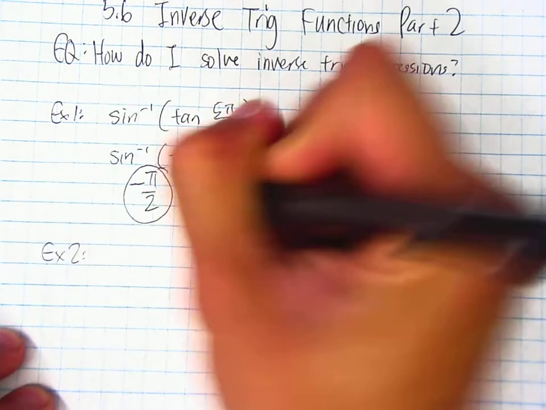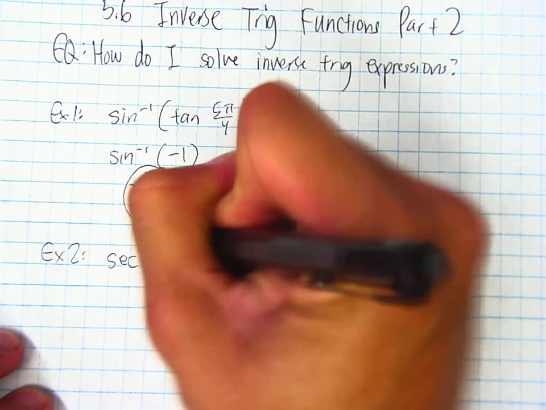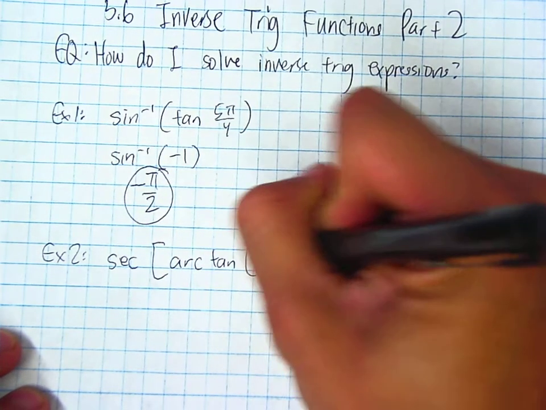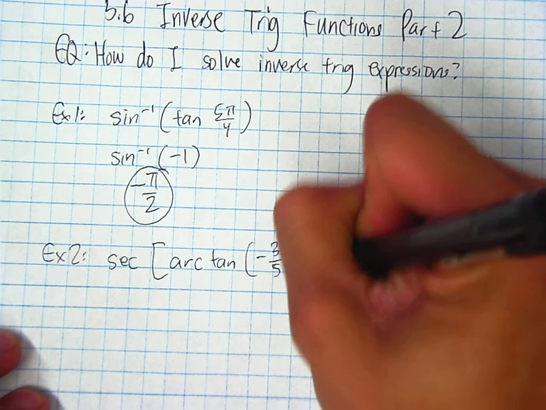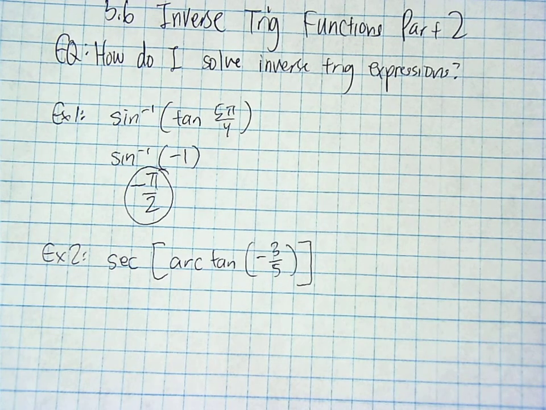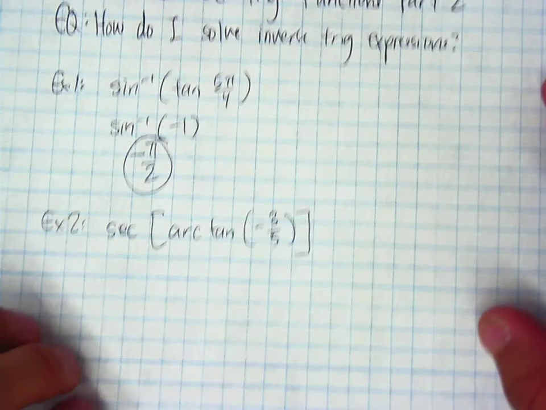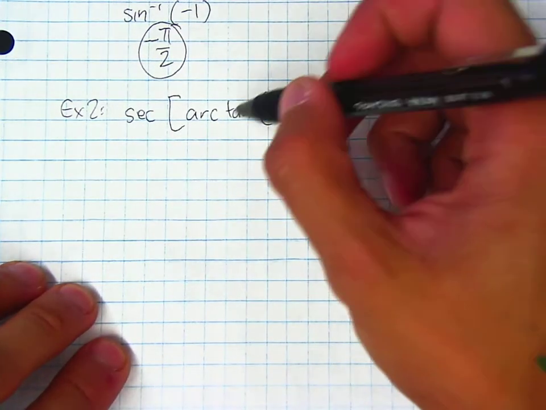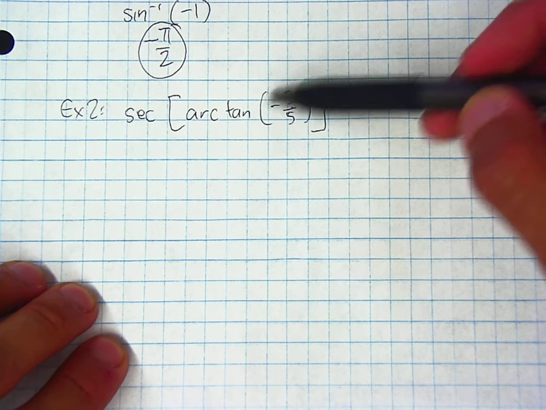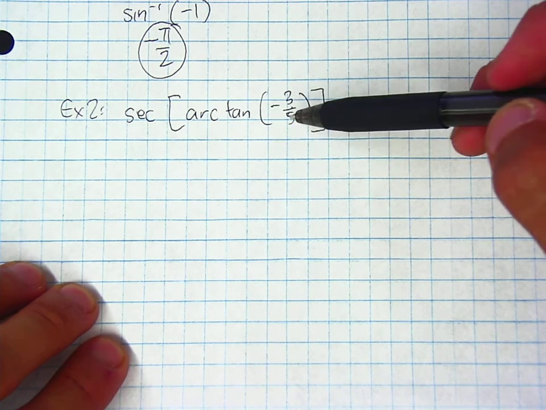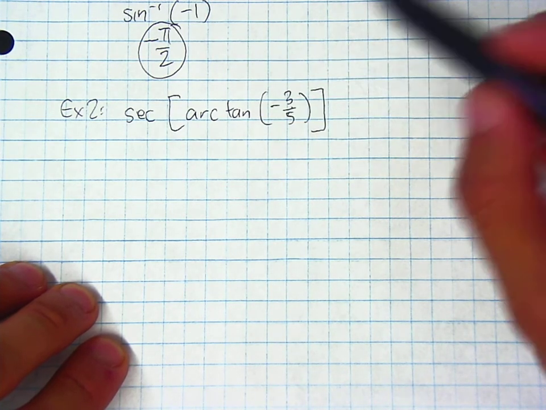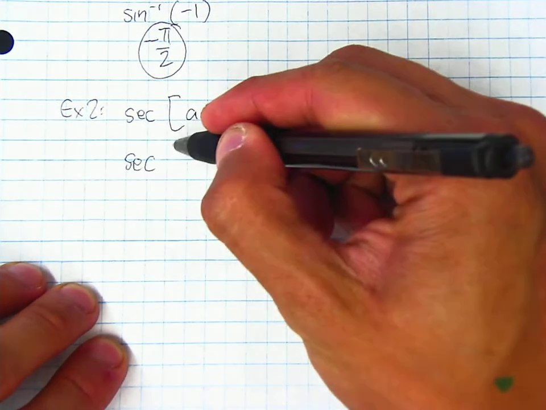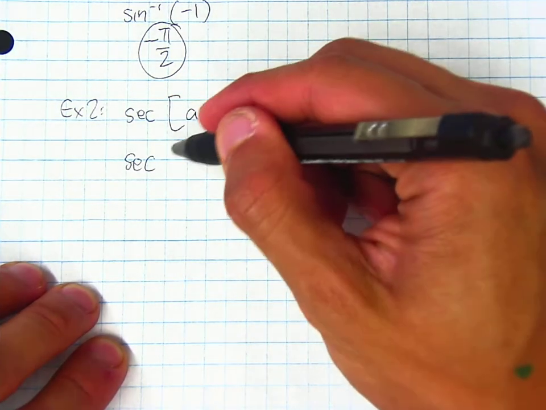Okay, example 2. I'm going to find the secant of arc tan of -3 over 5. Okay, what's going to happen there is I don't really know what the arctan of -3 over 5 is. That doesn't look familiar to me. So what I'm going to do is I'm actually going to draw a triangle because this is not one of my unit circle values.